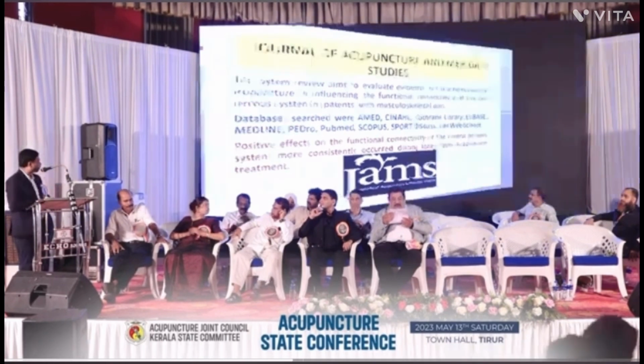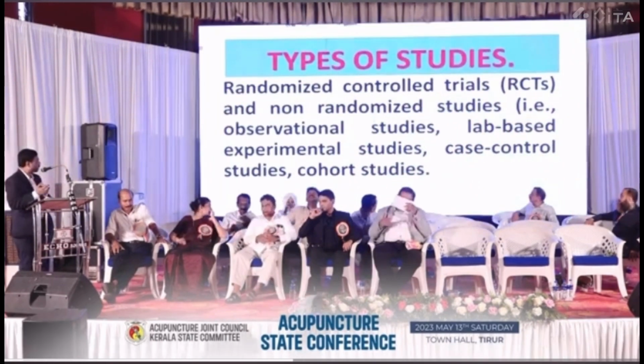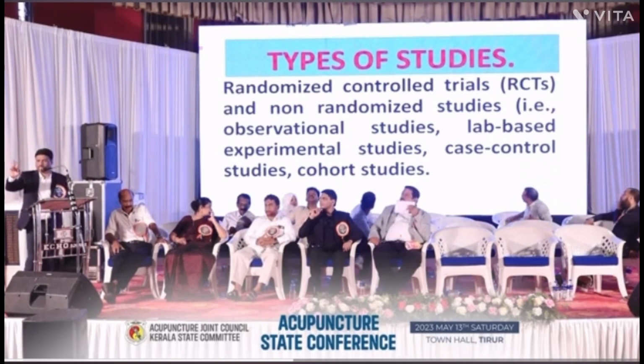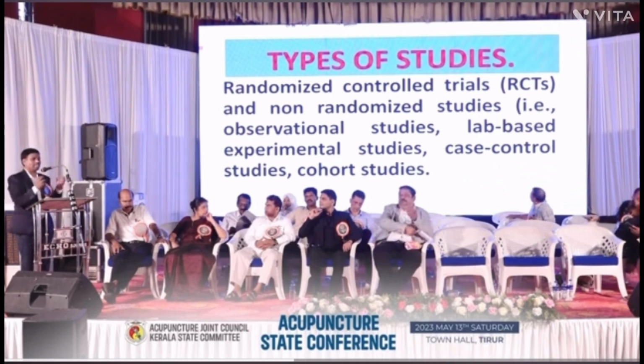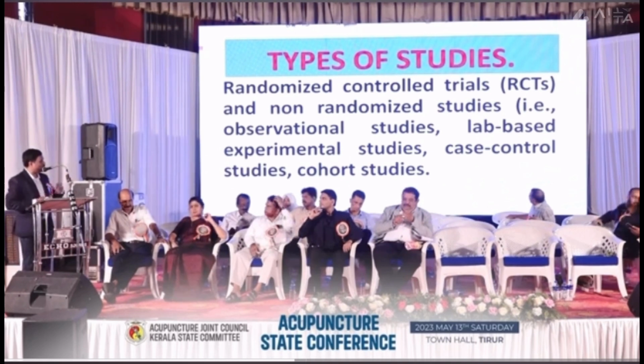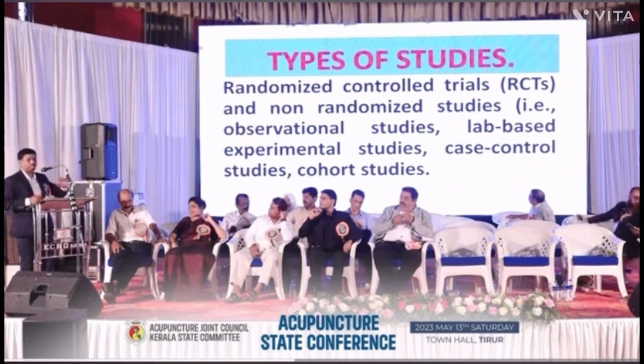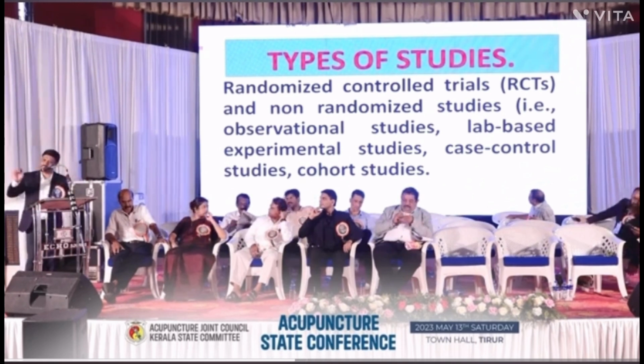Next slide. Then types of studies: there are 2 types. One is the randomized clinical trial. The other one is the specific clinical trial. So two ways. When the patient is coming, you have taken 100 cases of knee pain, and you are treating with the same points.